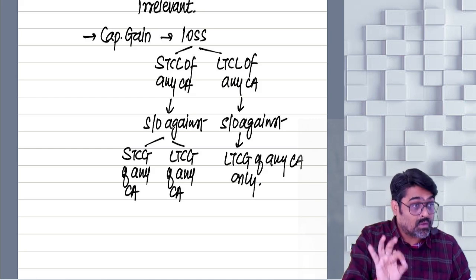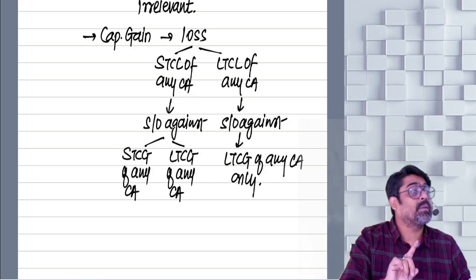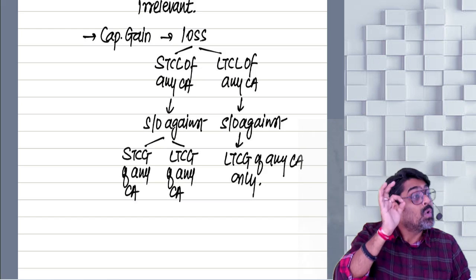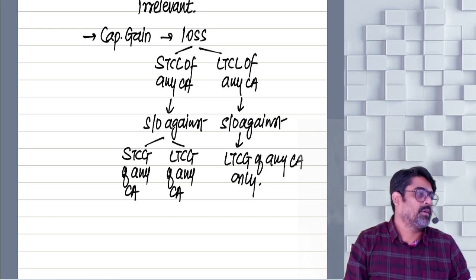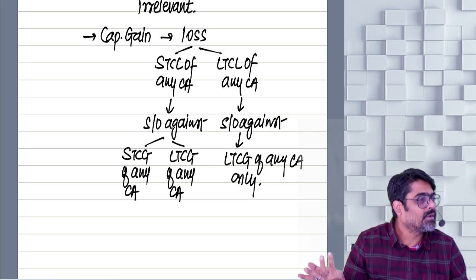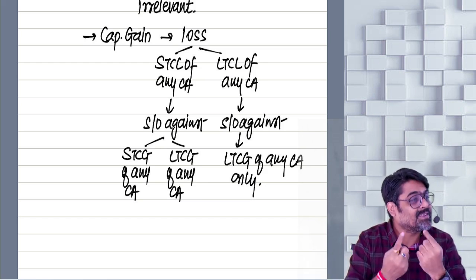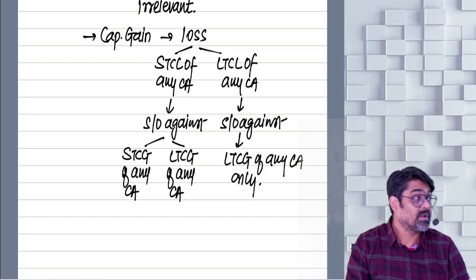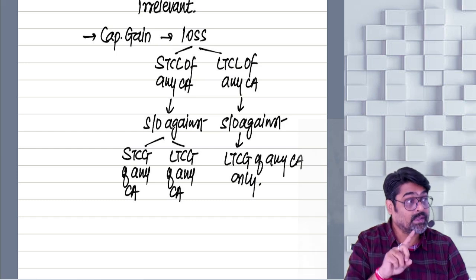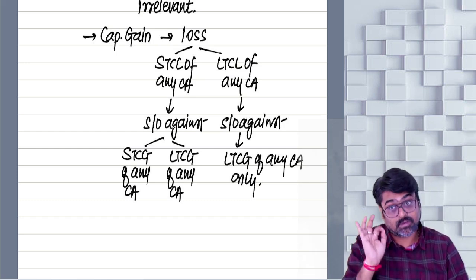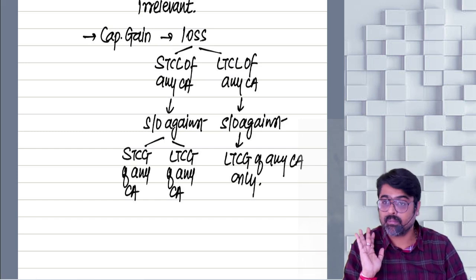But long-term loss of any capital asset can be set off against long-term gain only, of any capital asset. So there is no need to match the assets. But the long-term loss cannot be set off against short-term gain. That is a restriction. Will you remember this?